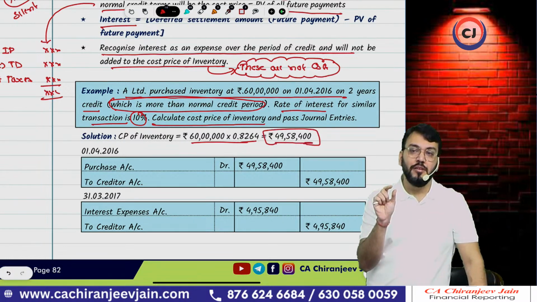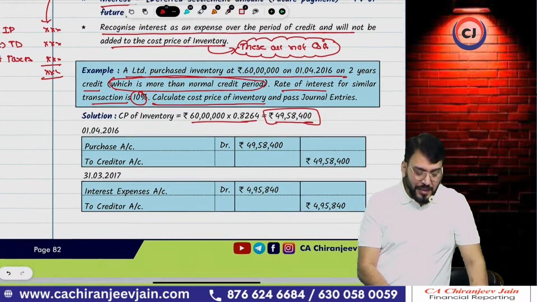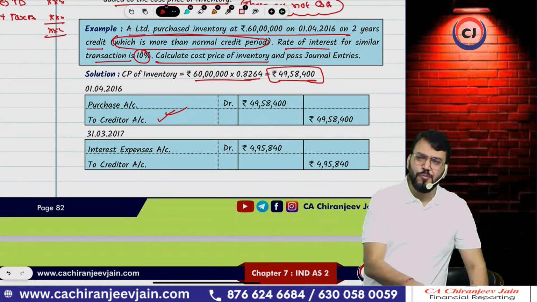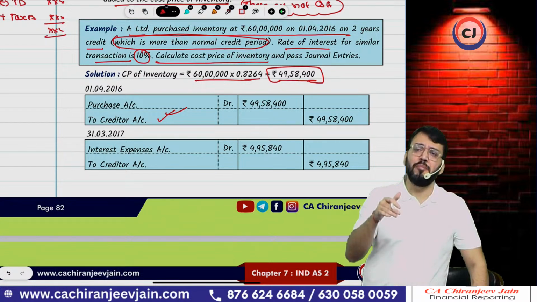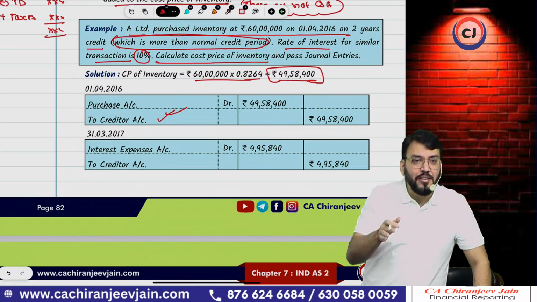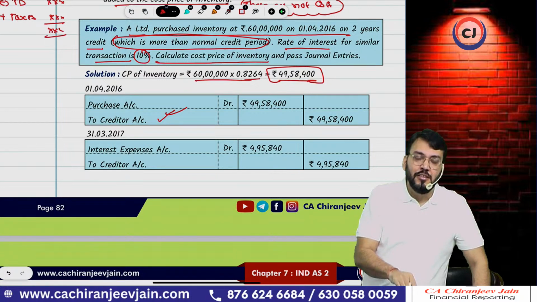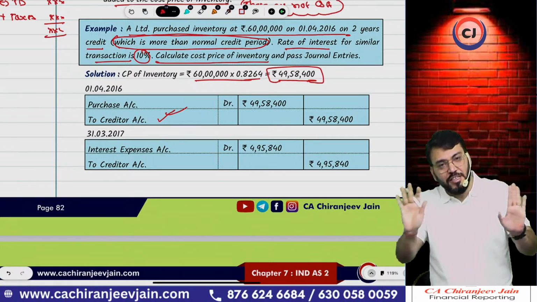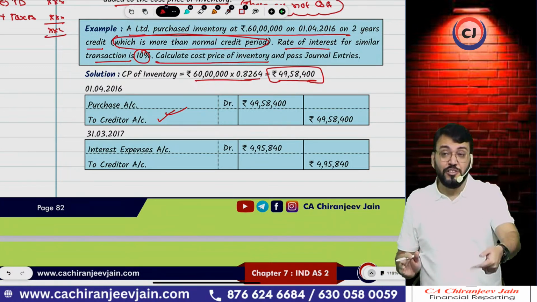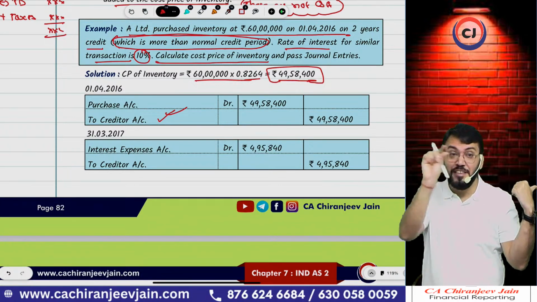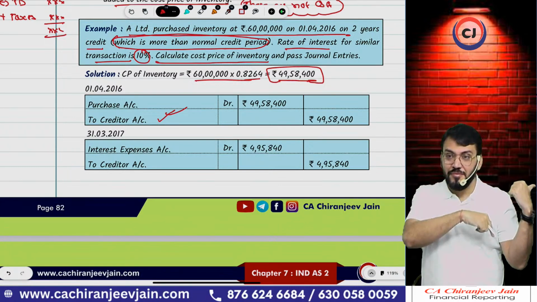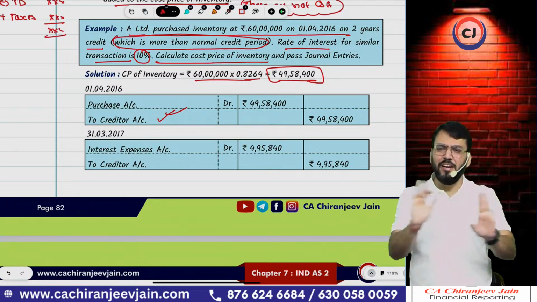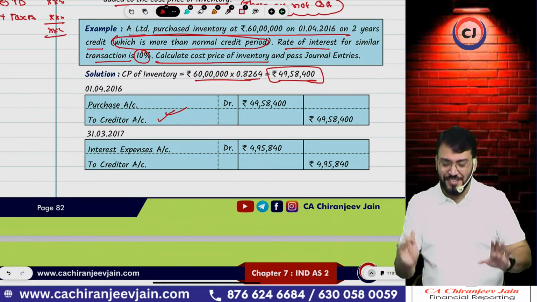What is the first journal entry? Inventory account debit to payable. I have written purchase account debit to creditor in this book because it is purchased by many students who have not taken classes from me. If I had written inventory, they would say, sir, we don't know. But inventory is okay at CA Final level, and in the journal entries they have also written inventory account debit.